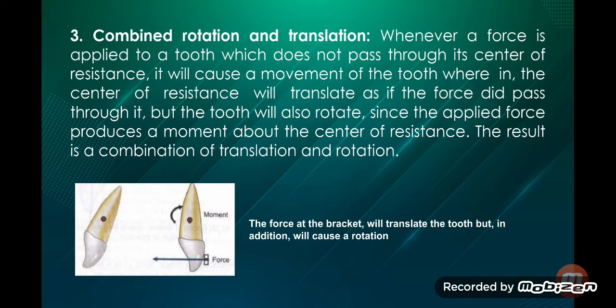Third, we have combined rotation and translation. Whenever a force is applied to the tooth which does not pass through the center of resistance, it will cause a movement of the tooth. The center of resistance will translate as if the force does pass through it, but the tooth will also rotate, since the applied force produces a moment about the center of resistance. The result is a combination of translation and rotation.